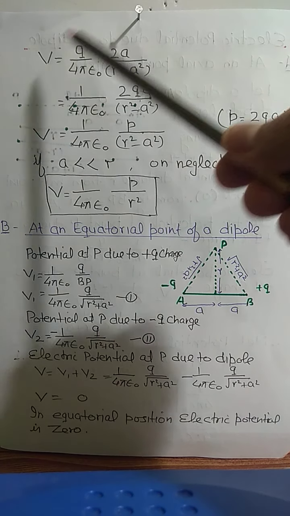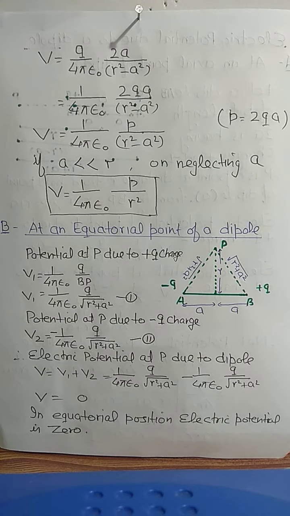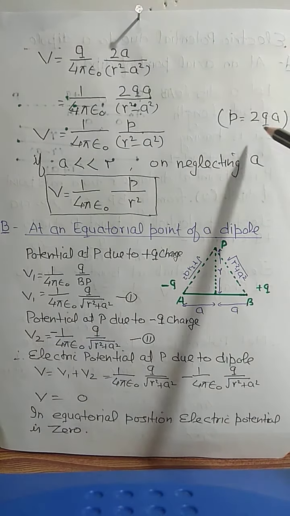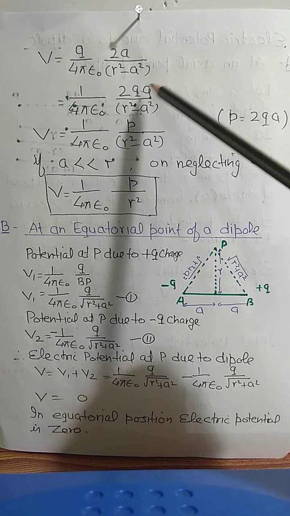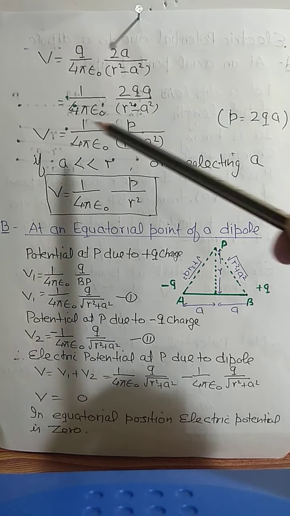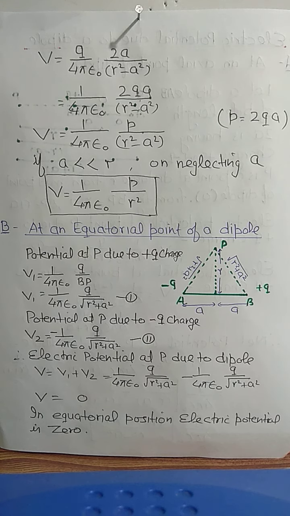Now V is equal to Q upon 4 pi epsilon naught, 2A upon R square minus A square, and 2QA is what? P. And therefore V is equal to 1 upon 4 pi epsilon naught 2QA upon R square minus A square, that is 1 upon 4 pi epsilon naught P upon R square minus A square. Clear? And this is the formula for the potential due to a dipole in axial position.